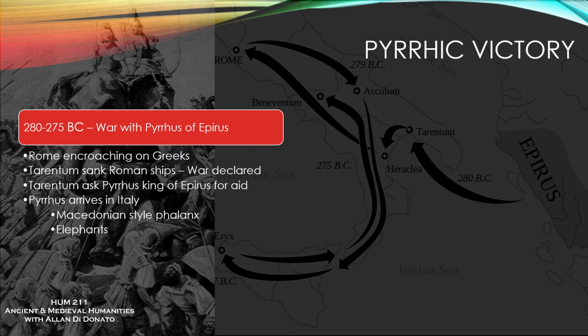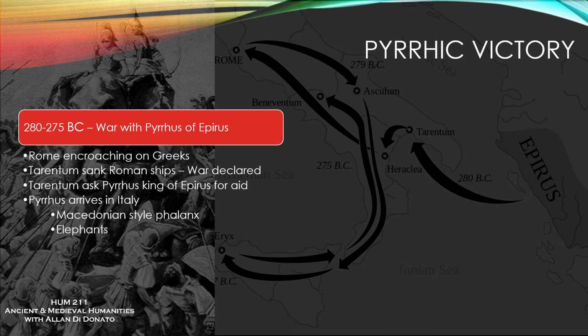So Epirus sends troops under the king to Tarentum. He invades Italy, and what he is fighting in is what's called the Macedonian-style phalanx. And he also has elephants with him, which is unusual for the Romans to encounter. They're going to have to get used to this because there are going to be a number of other enemies that are going to use these against the Romans down the road. But Pyrrhus is fighting in the style of warfare that is basically developed by Philip II and Alexander the Great.